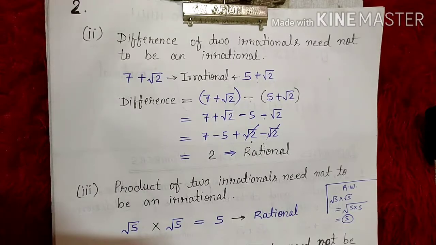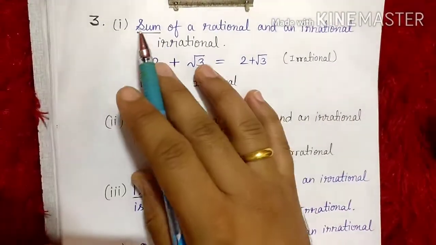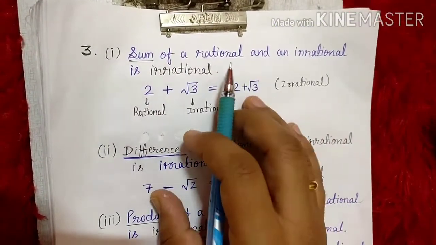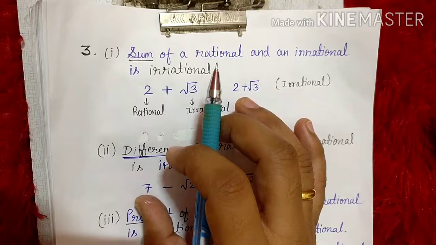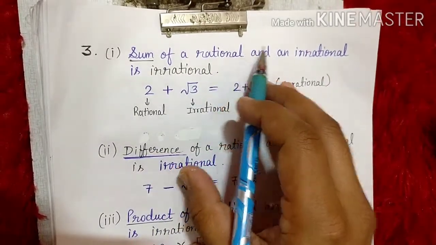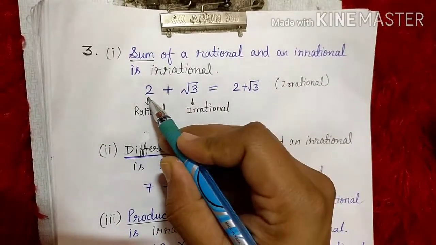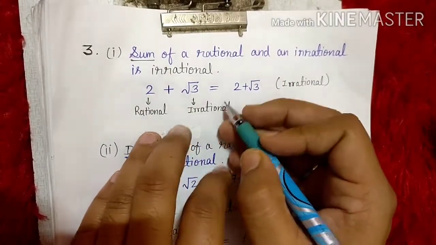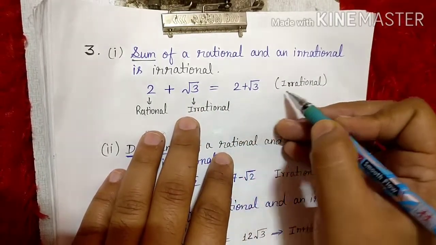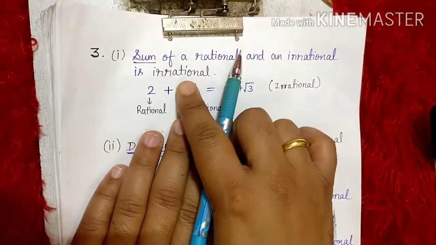Now we will learn about the third property. Under the third property, the first part we will learn is the sum of a rational and an irrational number. Here, just pay attention that we are not talking only about irrational numbers, but about rational numbers also. When we are adding a rational and an irrational number, what will happen? Just check. 2 is a rational number, root 3 is an irrational number. So what will come in the addition? The sum 2 plus root 3, which is called irrational. So the sum of a rational and an irrational number always comes irrational.